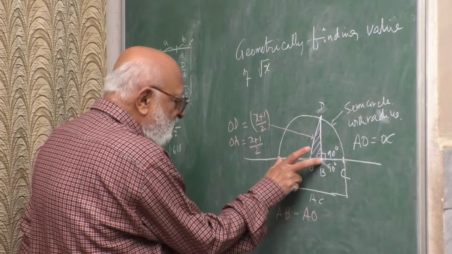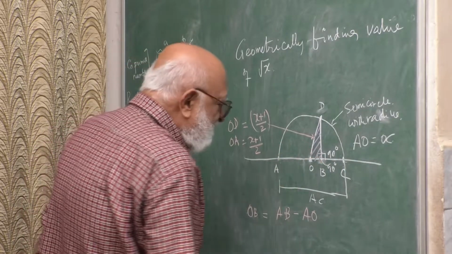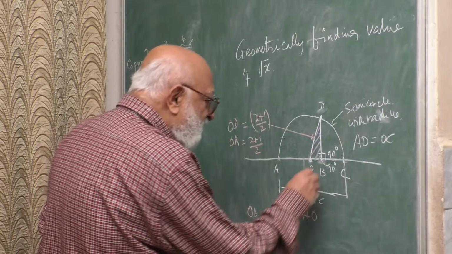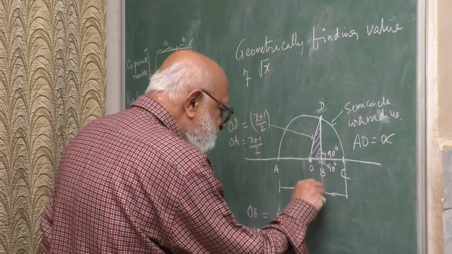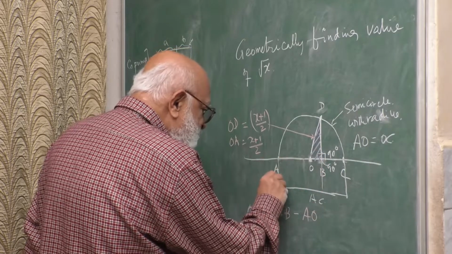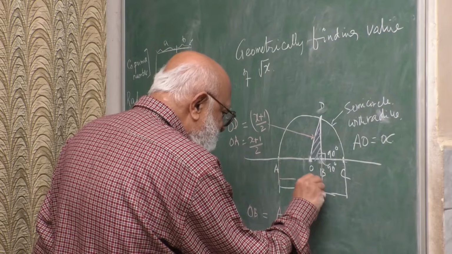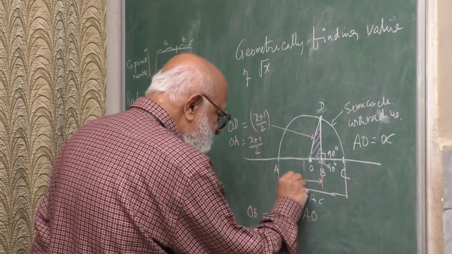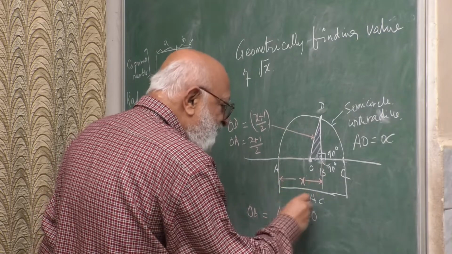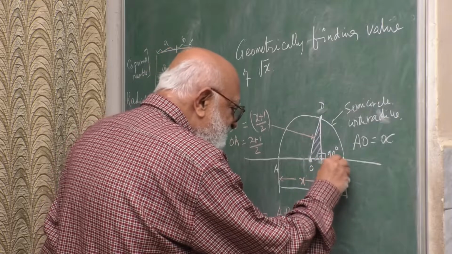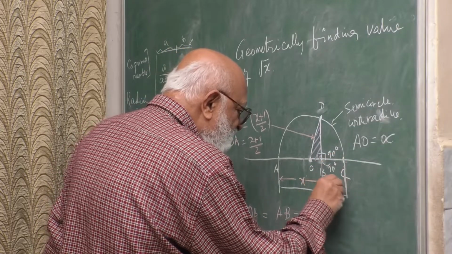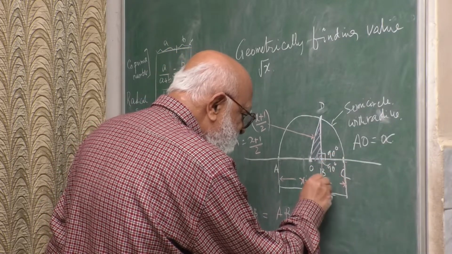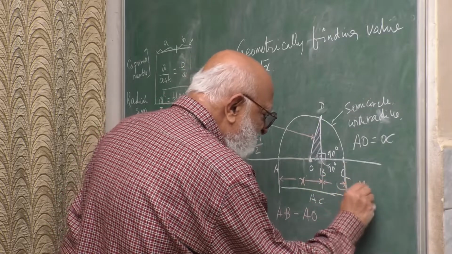What is this OB we have taken? Remember this. This AB I have taken as x, and this BC I have taken as 1 unit. This is equal to 1 unit.